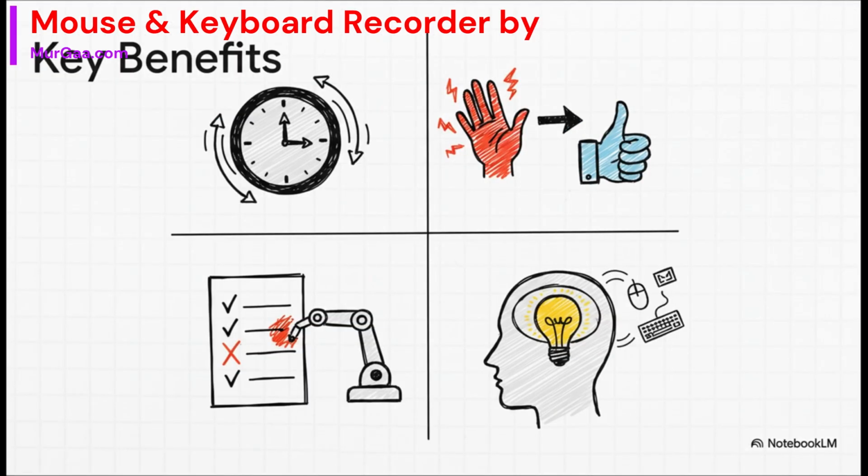So what does this all really add up to? It's about so much more than just convenience. You are saving countless hours. You're reducing the physical risk of repetitive strain. A well-recorded macro never makes a typo, so you eliminate human error. And maybe most importantly, you free up your mental energy for the creative, strategic work that actually matters, the stuff a computer can't do.